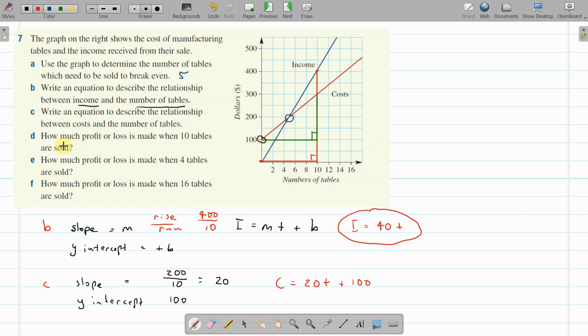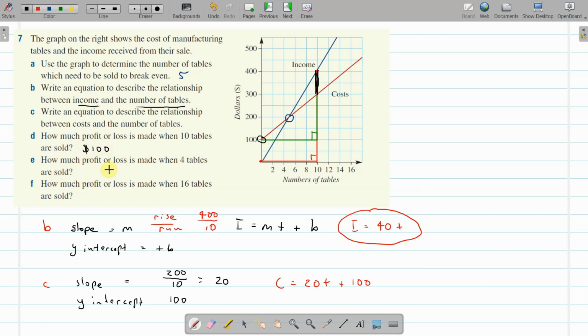D, how much profit is Molotov made when 10 tables are sold? 10 tables is there. Profit or loss, let's go black, is this gap here. And it's a profit when 10 tables are sold because income is greater than costs, and it looks like from 300 to 400 is 100. $100.